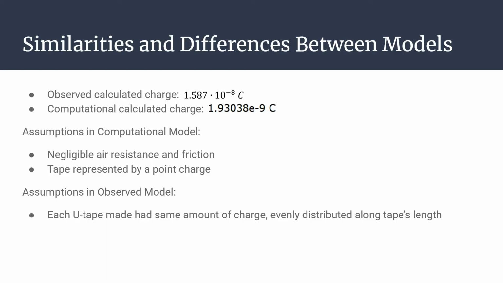And the discrepancy between the two models could be due to the assumptions made in our computational model. In our computational model, we neglected air resistance and friction, and tape was represented by a single point charge. Assumptions in the observed model was that each tape made had the same amount of charge, where the charge was evenly distributed along the tape's length.